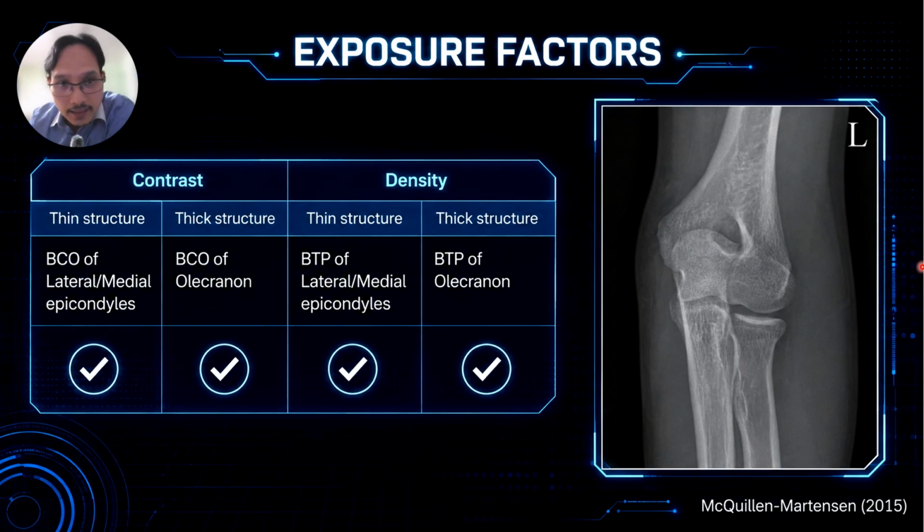The MAS is adequate for detail and density. This is because the bony trabecular pattern of thin structure, which are lateral and medial epicondyles, can be seen, while the thick structure, which is olecranon, can be seen. There is no need to improve this image quality. We need to maintain the KVP and MAS.